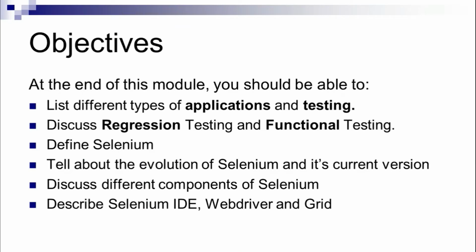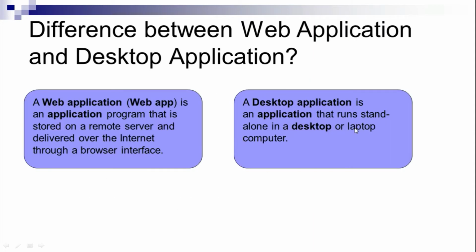In this recording, I'll be covering half of the objectives present in front of you. So what I'm going to do here is, in today's recording, I will list the different types of applications and testing, discuss regression testing and functional testing. So we'll start by understanding the difference between web application and desktop application.